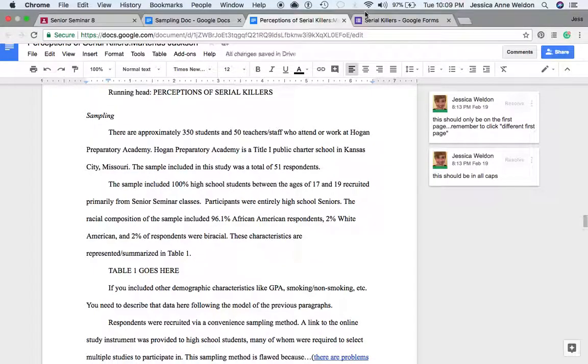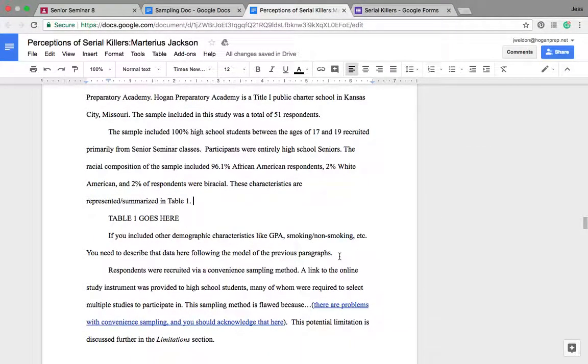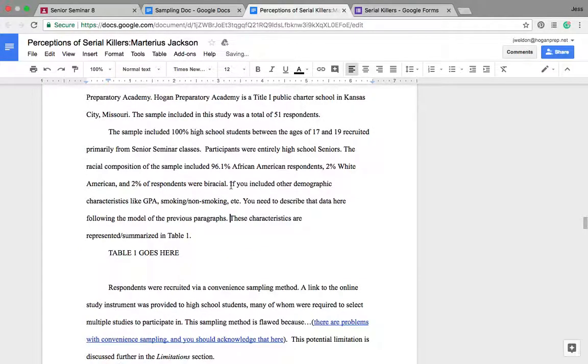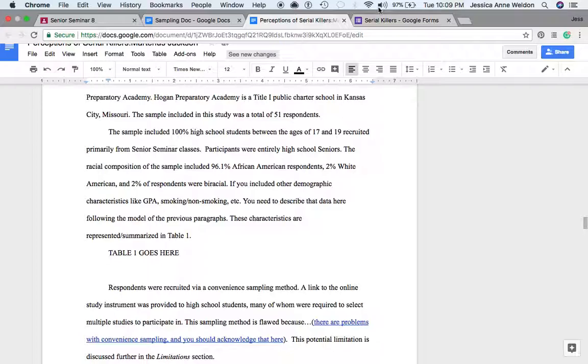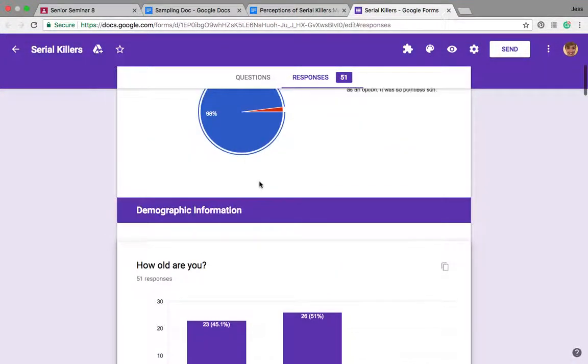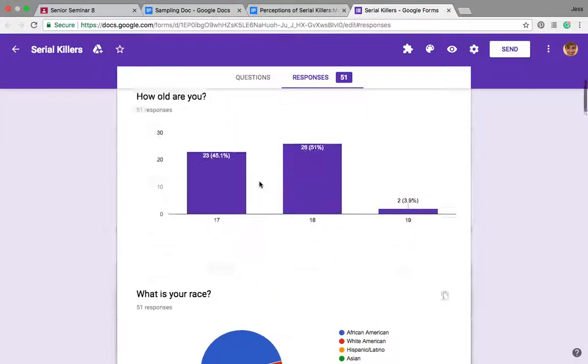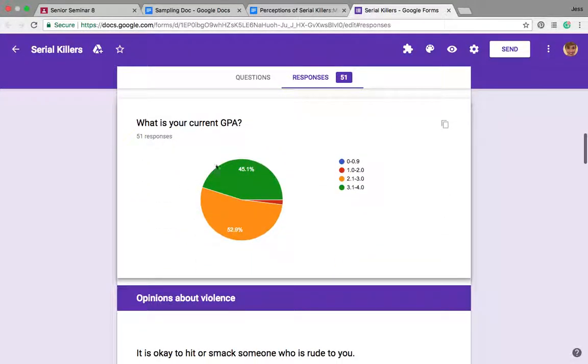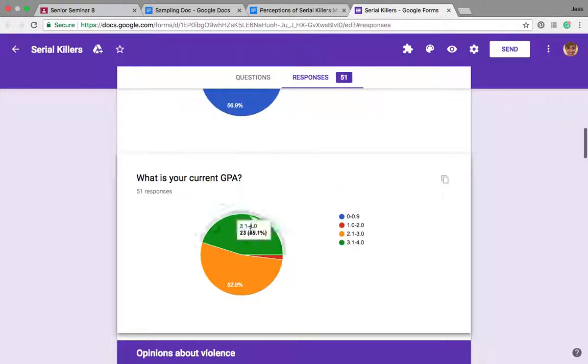Okay, so cool. Now, I don't know why I put this down here. I'm sorry, I should have put it up at the top. It says if there are any other demographic characteristics like GPA, smoking or non-smoking, etc. So if you used sexual orientation or something like that, then you need to include that in this section. So I'm going to check. This is age, race, gender, and GPA. Okay, so we're going to go ahead and put GPA in the demographics section.